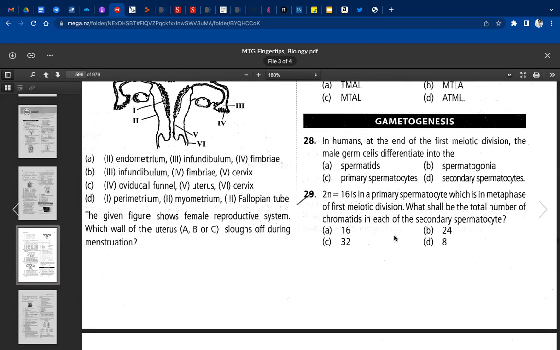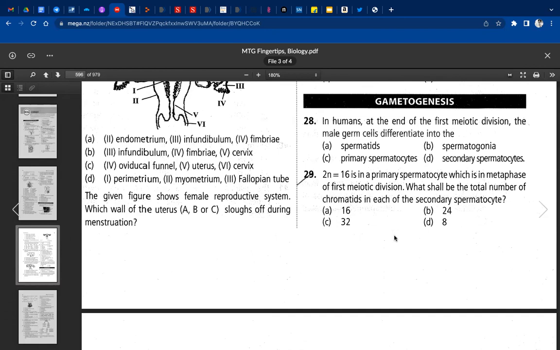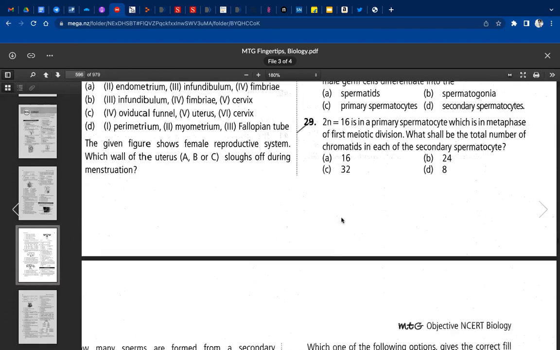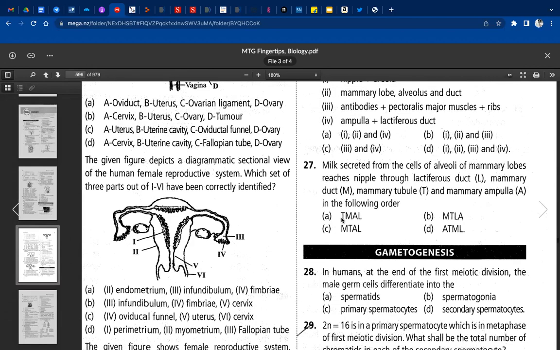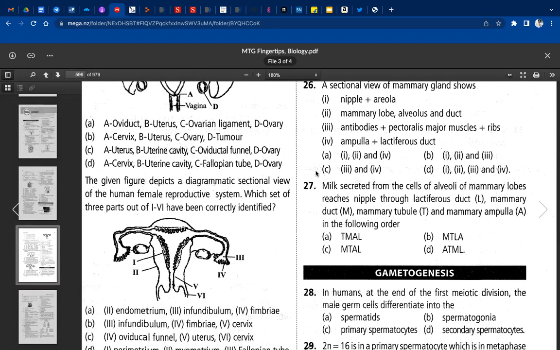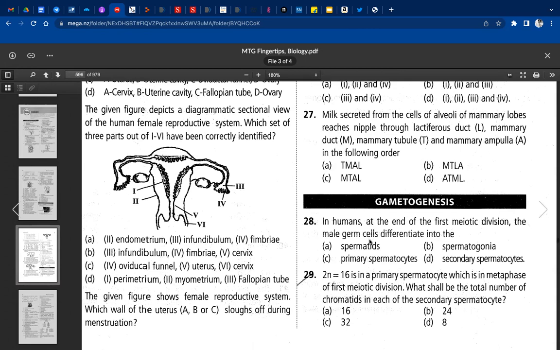Now let's come to some important conceptual questions from spermatogenesis. Yes, Arpit, can you tell the answer to question number 27? Yeah, this is simple. Milk secreted from the cells of alveoli of mammary lobes reaches the nipple. It is easy. Just the names are coded: L for lactiferous duct, M for mammary duct, T for mammary tubule, and A for ampulla. You have to find the following order. Simple, right?